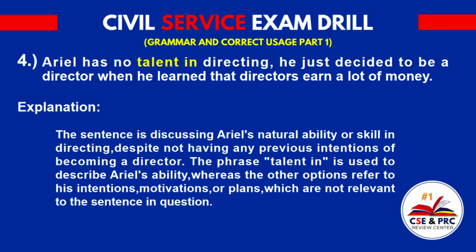Explanation. The sentence is discussing Ariel's natural ability or skill in directing, despite not having any previous intentions of becoming a director. The phrase, talent in, is used to describe Ariel's ability, whereas the other options refer to his intentions, motivations, or plans, which are not relevant to the sentence in question.